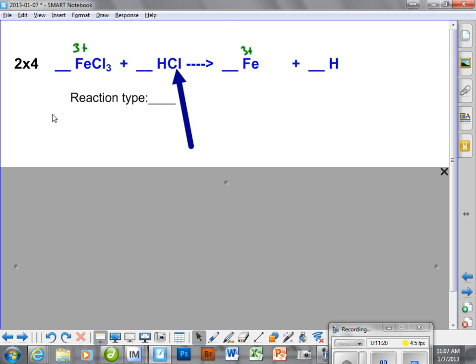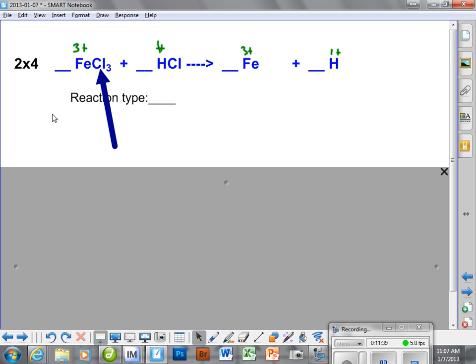He's going to be a 1+ over here because he's with chloride, which is a 1-. So we'll put his 1+ here, and he's also a 1+ over here. And now we're ready to figure out who's going to be with who on the other side. Well, the chloride over here can't be with iron on the other side because they've got to switch partners. So the chloride is going to wind up with the hydrogen.